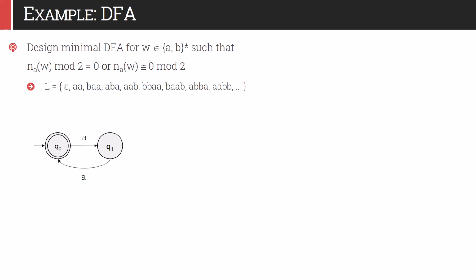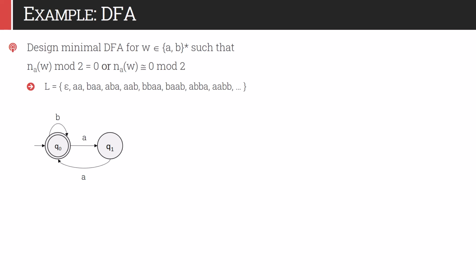So 50% of the task is done, that all the strings with an even number of A's are accepted. So the number of A's in strings is always even. But B's are not present. So we have to now introduce the arc of B. From Q0, can we have a self-loop of B? Yes, obviously we can read any number of B's.